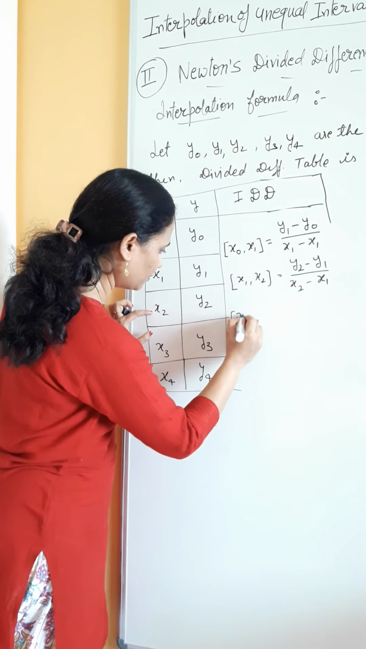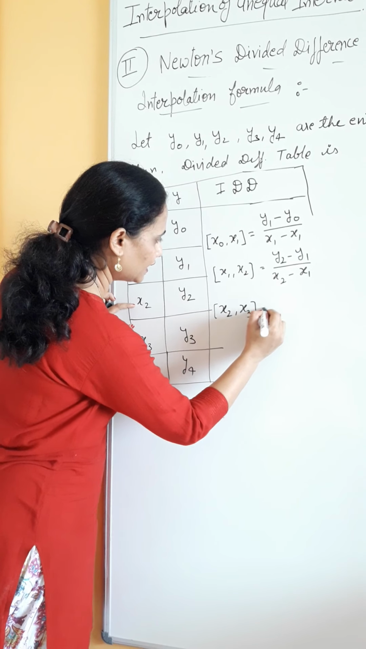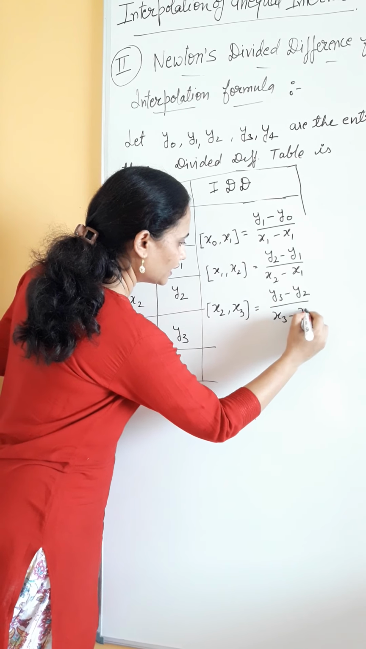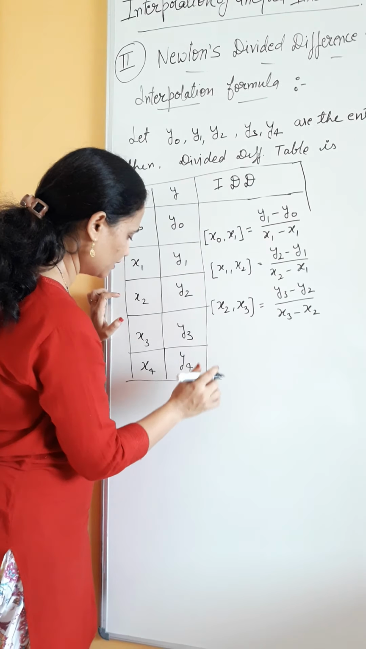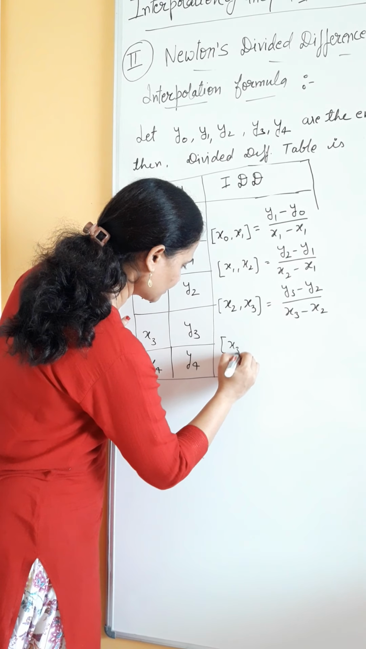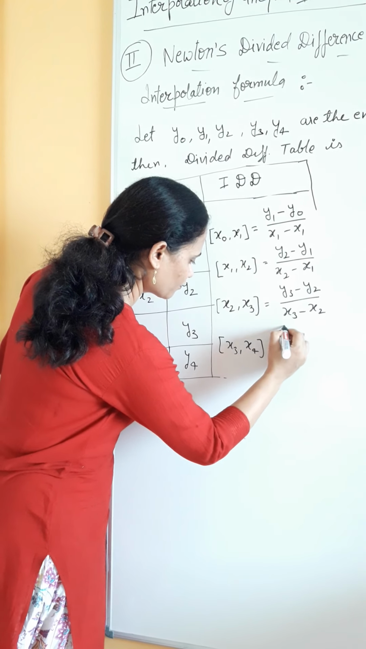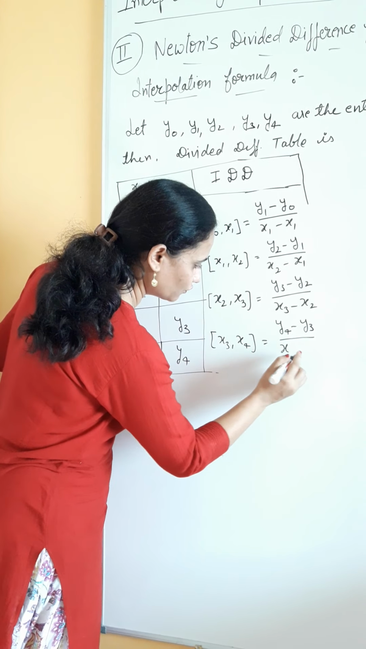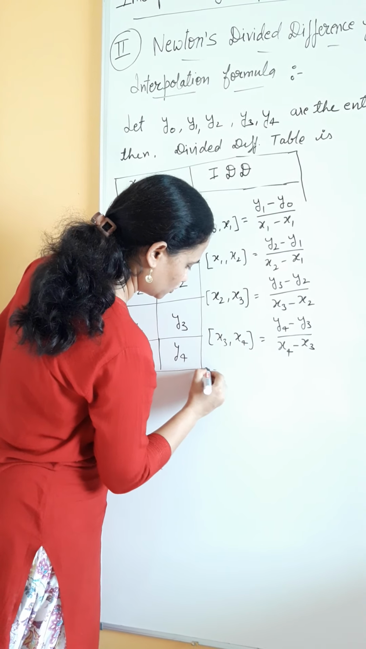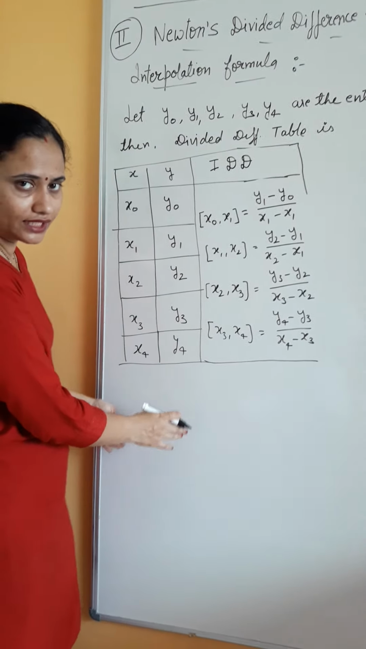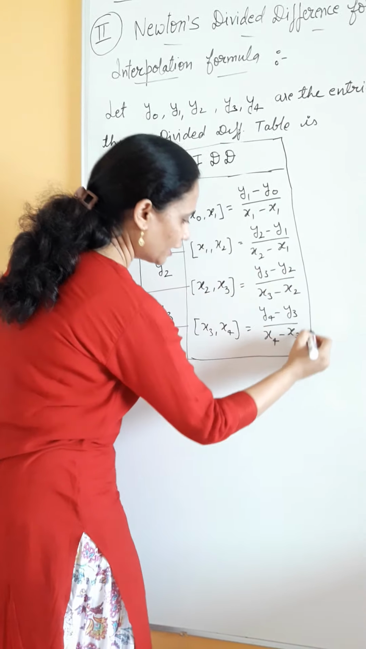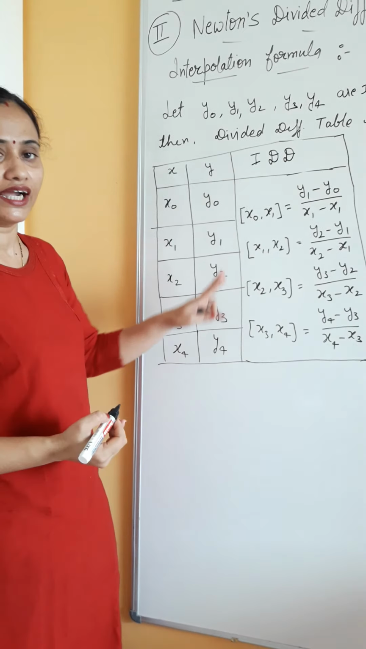Then similarly we can write the next difference, I hope you are able to. [x2, x3] is (y3 minus y2) divided by (x3 minus x2). Then the last one, [x3, x4], will be (y4 minus y3) divided by (x4 minus x3). Similarly, if some more values are given, I hope you will be able to write it. You can extend it with this pattern. So this is what we have calculated. This is the first divided difference.